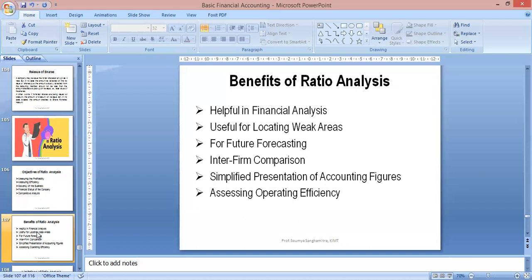Assessing operating efficiency. Ratio analysis not only shows financial standing of the business but also helps in evaluating operating efficiency, and various ratios such as debtors turnover or inventory turnover may be used for this purpose. And these ratios help in analyzing different aspects of business quickly and accurately. This is done by calculating accounting ratios.